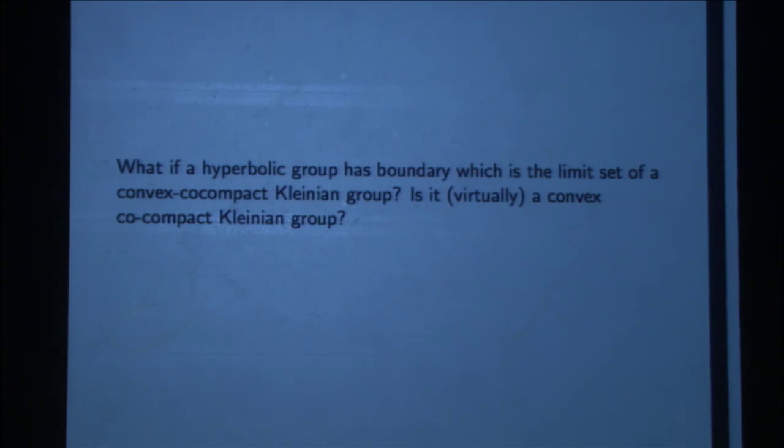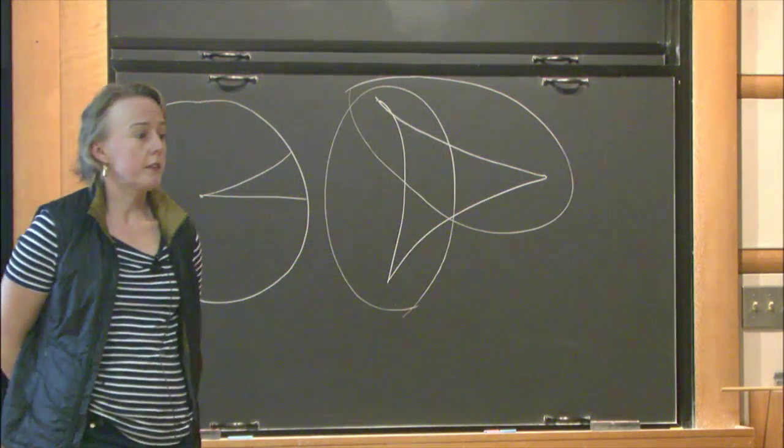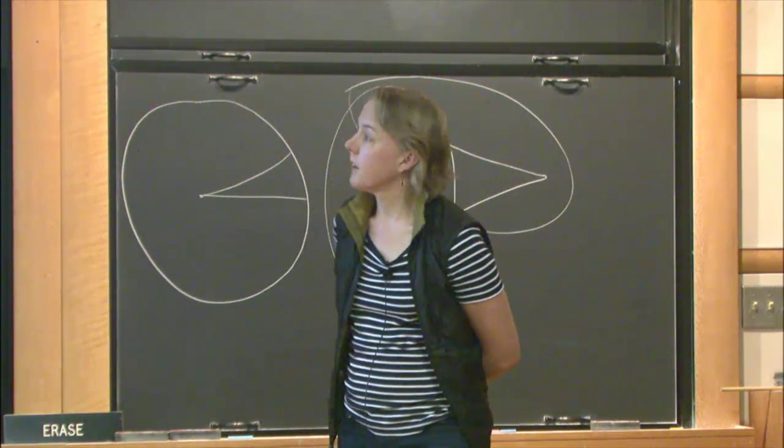Okay. So what if we just have a hyperbolic group in that definition, meaning that the group is hyperbolic, it acts geometrically on some delta hyperbolic metric space, and we know its boundary, and we know it has a boundary which is exactly the limit set of a convex co-compact Kleinian group. Can I say that this is, so I keep saying these are prototypical examples. Are they really these examples? Is that what's going on?